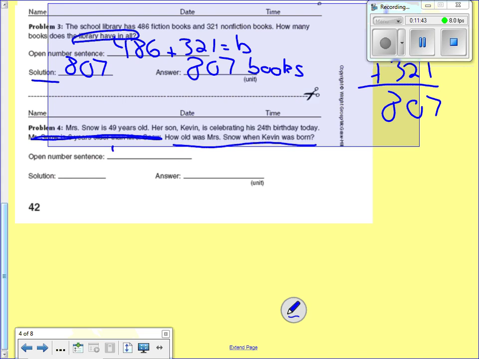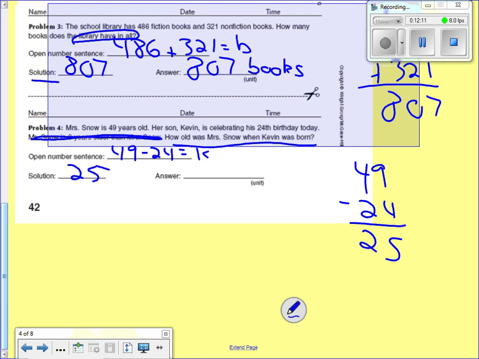Mrs. Snow was 49 years old. Kevin is 24 years old. We want to know how old she was when Kevin was born. Let's put a K here. See how that works? We're trying to find the answer of how old Mrs. Snow was when Kevin was born. All right, let's take a look here. We got 49 minus 24. 5, and we have a 2. Mrs. Snow was 25 years old.